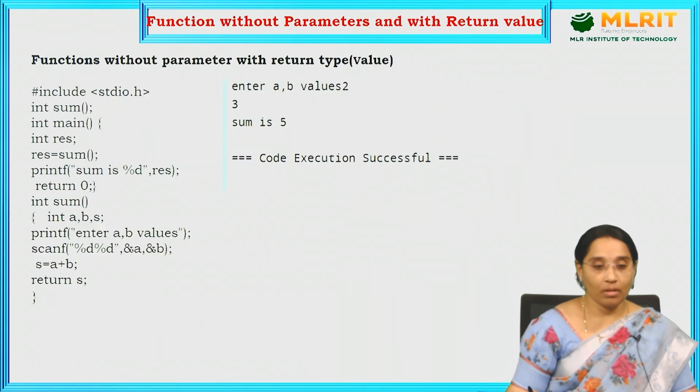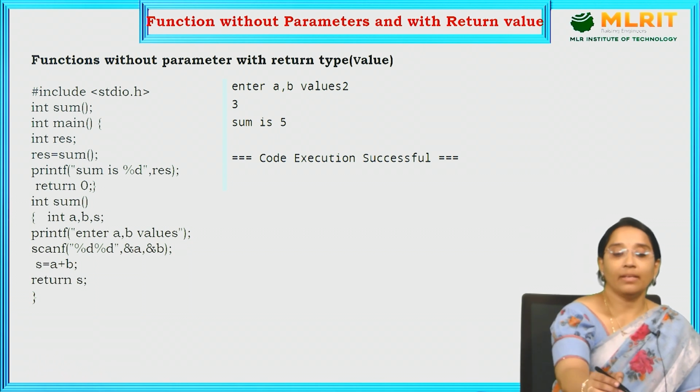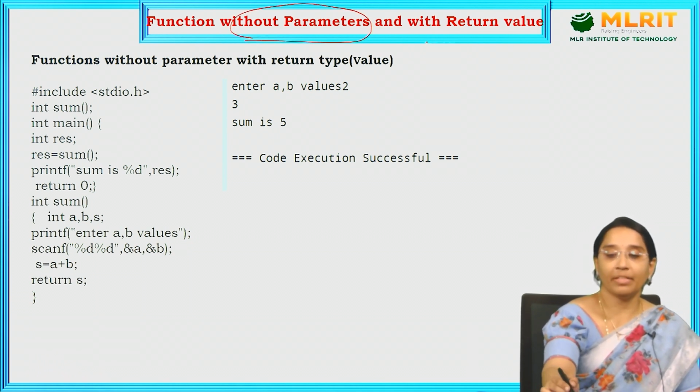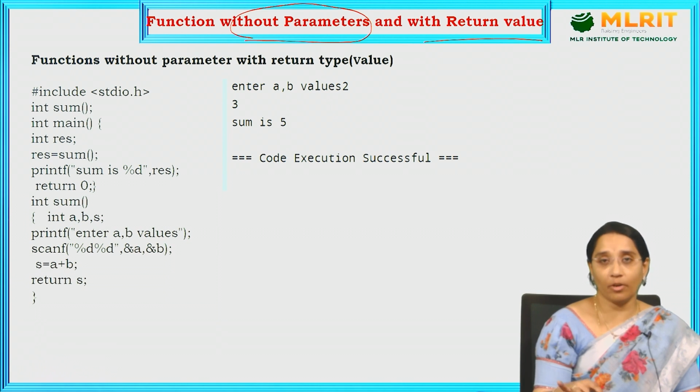Back to the calling. Next category is function without parameters and with return value. Without parameters means there are no values to be passed in the declaration, but we have the return values. So what will you do?